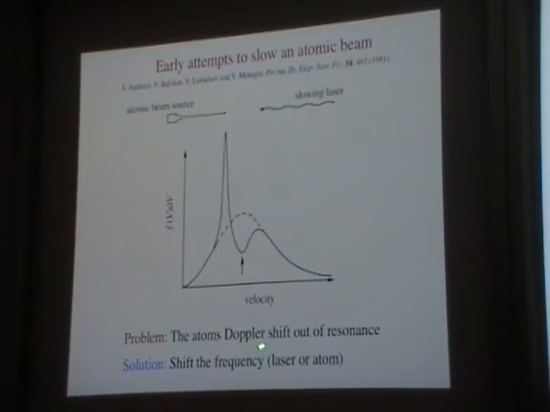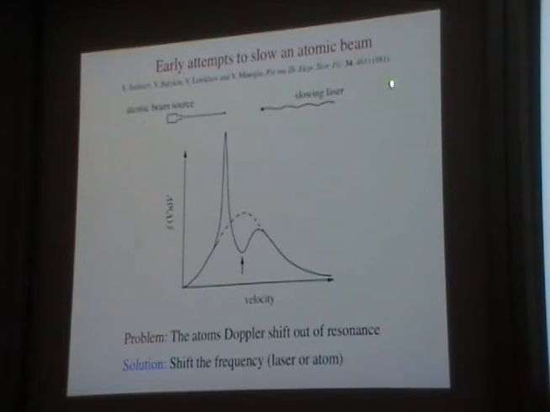And the main problem is the Doppler shift. If I set this laser to a fixed frequency, it's resonant with the peak velocity of the atoms coming in the atomic beam. After a while, those atoms that have slowed down due to absorption of photons from the slowing laser will actually Doppler shift out of resonance, and so they're less likely to scatter any more photons, and as a result, you get this pileup of atoms here.